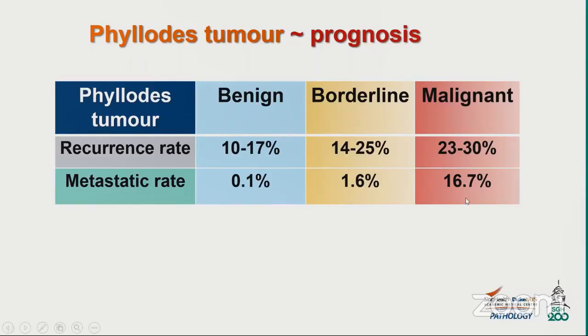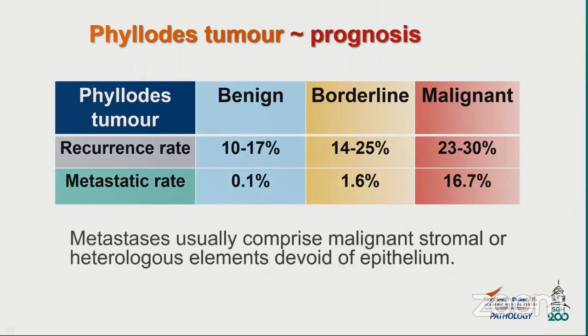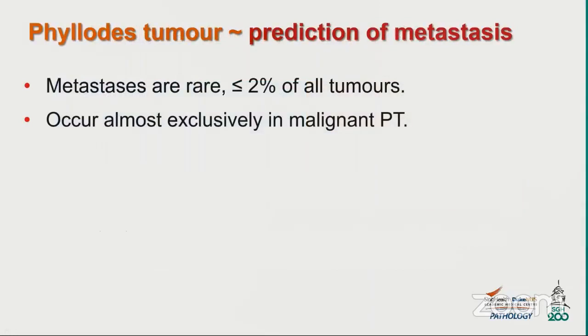Almost 17% for malignant tumors, 1.6% for borderline, and 0.1% for benign tumors. There have been anecdotal case reports of benign phyllodes tumors metastasizing, but I suspect that these cases may not have been altogether completely well sampled or histologically evaluated. When metastases occur, they usually comprise malignant stromal or heterologous elements devoid of epithelium.